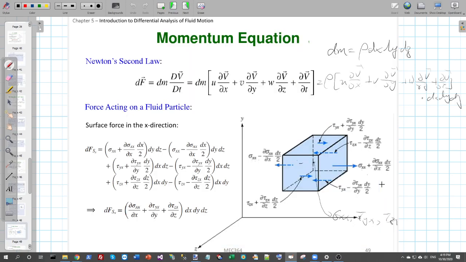And what is the momentum equation? The momentum equation is Newton's second law. Okay, dF equals dm times a_p. So this is the differential force, the force acting on this differential fluid particle, and dm is the mass. Sorry, this is not d of a, this is a_p. So this is the acceleration of this particle.